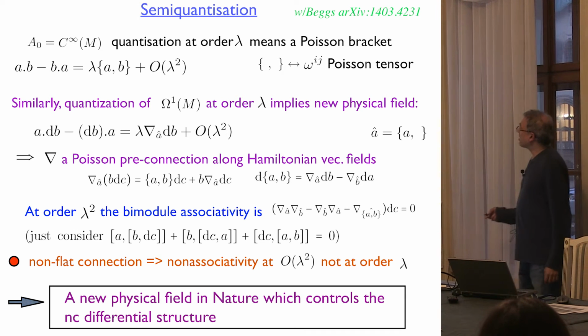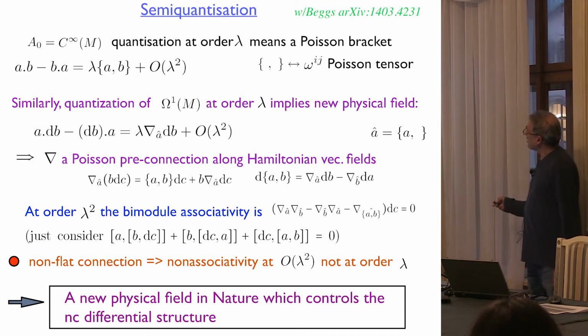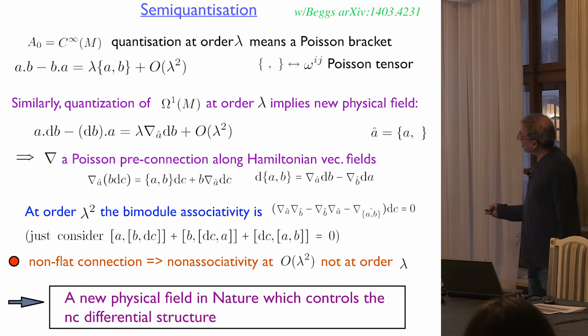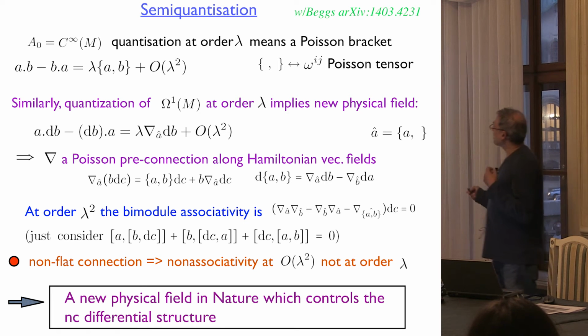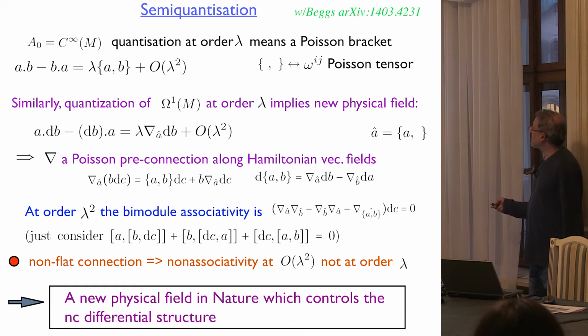So we have another tensor, another object, which is the thing that controls the non-commutativity of the differentials. So A dB minus dB A, the failure of the differentials to commute, is another tensor. It's not the Poisson tensor, it's something new. And I'm going to call this nabla, and it is required to obey these conditions.